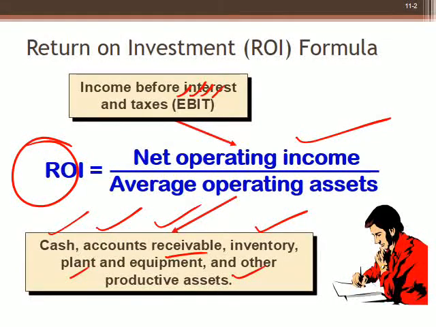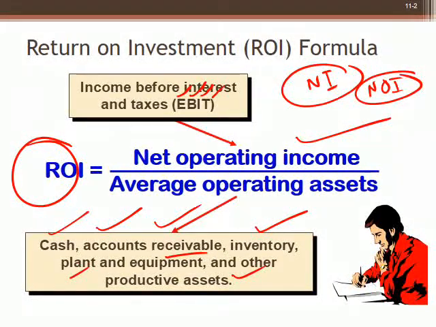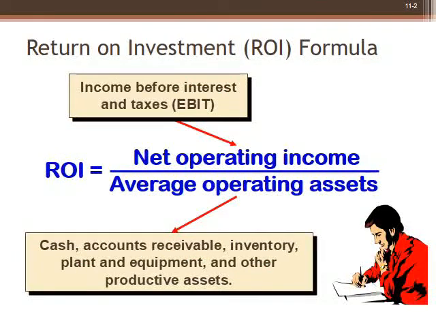The question arises: why are we not using net income, and instead using net operating income? What is the difference between these two? How do we calculate net income? From net operating income, we subtract interest and taxes, and we get net income.